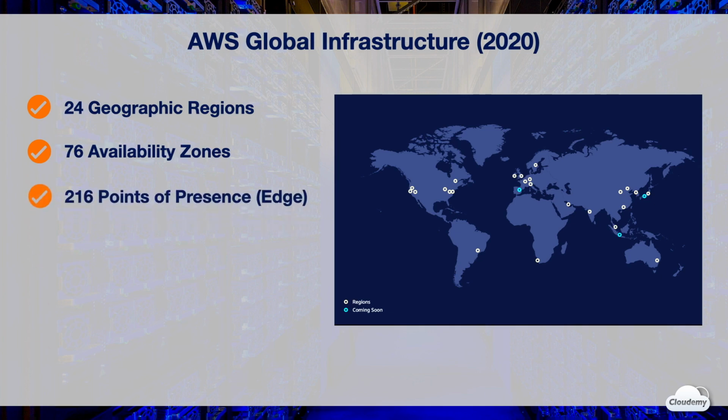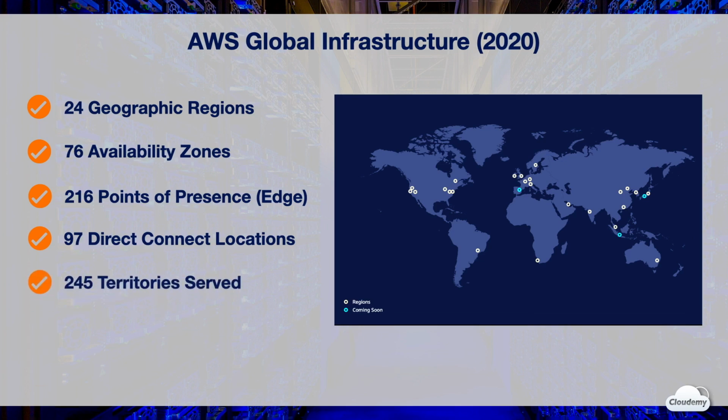There are 216 points of presence for edge services, including 205 edge locations and 11 regional edge caches for low latency content delivery. There are 97 direct connect locations for the dedicated network connection between your data center and AWS. AWS continues to add more regions, AZs and edge locations all the time to provide 175 services over 245 countries and territories. So what are the AWS regions, AZs and edge locations?